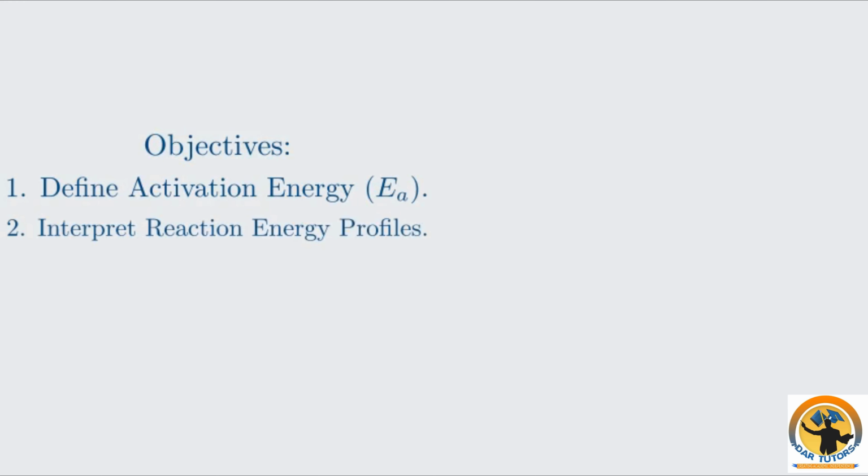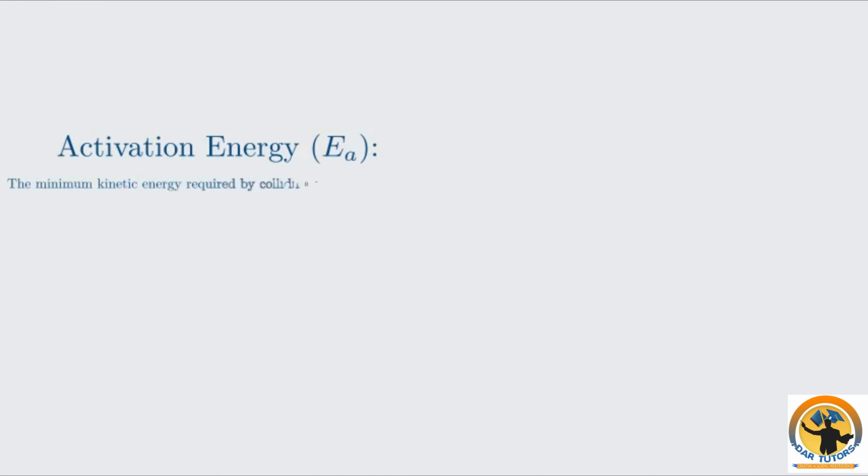Our objective here is to define activation energy and interpret reaction energy profiles. Activation energy, symbolized as E_A, is the minimum amount of combined kinetic energy that a colliding pair of particles must possess for a reaction to occur. Think of it as an energy barrier that particles must overcome. Even if particles collide with the correct orientation, if their kinetic energy is less than the activation energy, they will simply rebound without reacting. This is why faster reactions are associated with lower energy barriers.